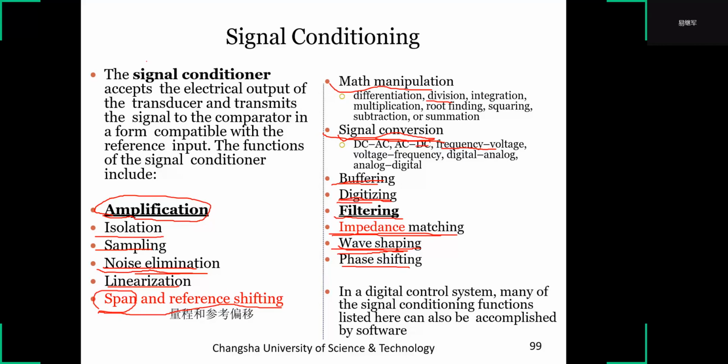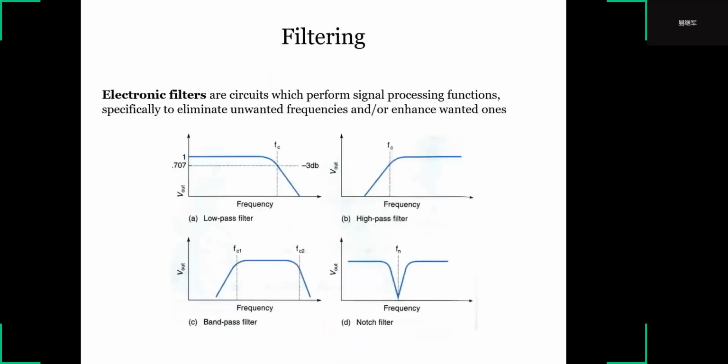In the digital control system, many of the signal conditioning functions listed here can also be accomplished by software. So many conditioning functions can be done by software. And here are some examples of signal conditioning.